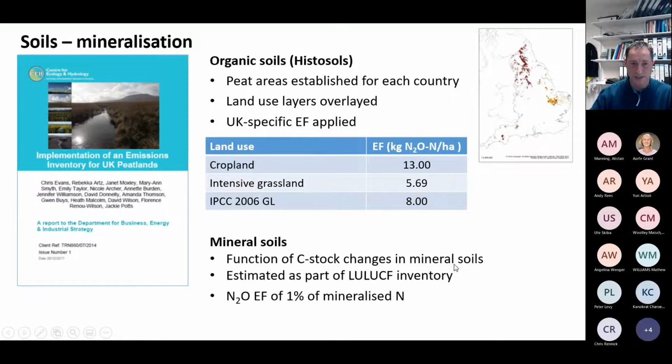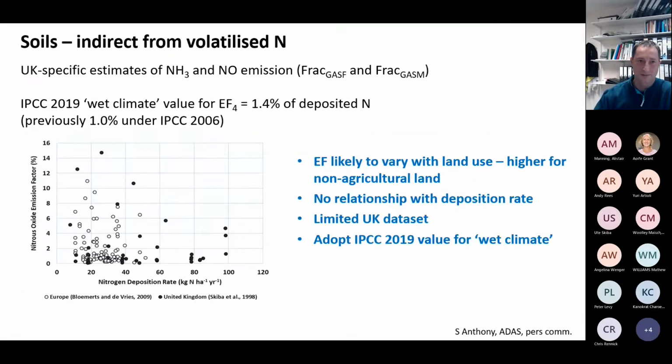So in fact, again, the weighted average is probably not far off that, but at least we can differentiate now between different land uses. Mineral soils will also be subject to some mineralization if there's carbon stock changes in mineral soils, and this is estimated as part of the land use change forestry inventory. And if there is nitrogen being mineralized, then 1% of that is assumed to be emitted as nitrous oxide. And then remember, the last bit on that pie was the indirect emissions.